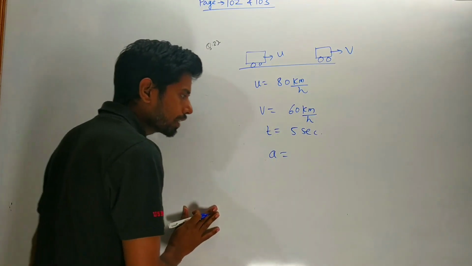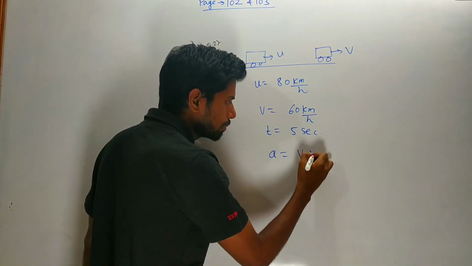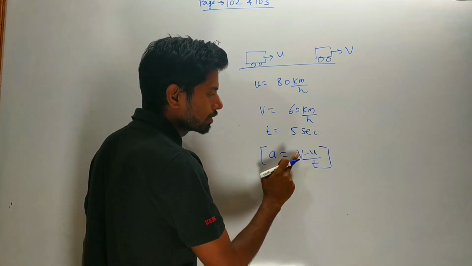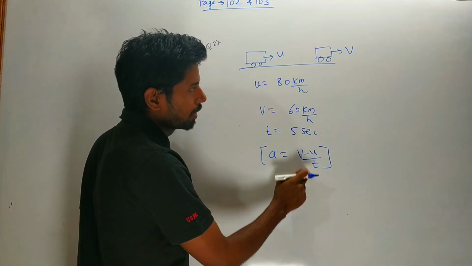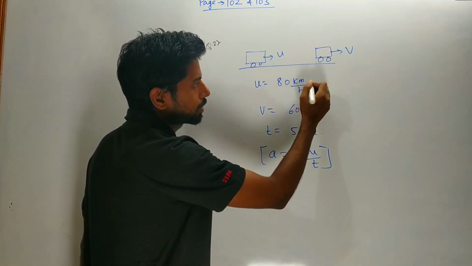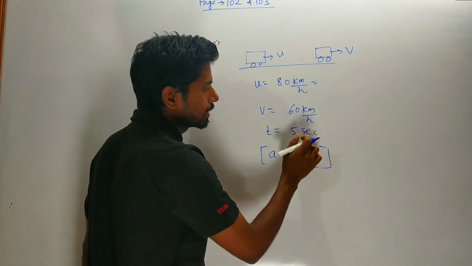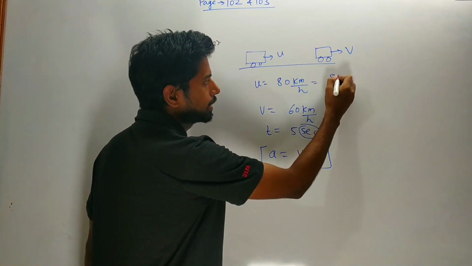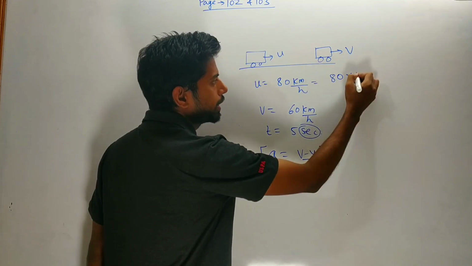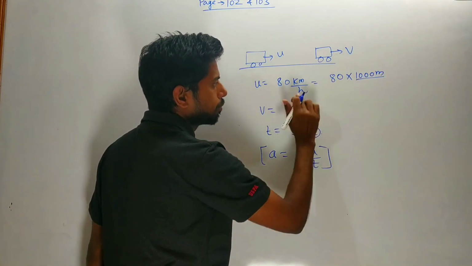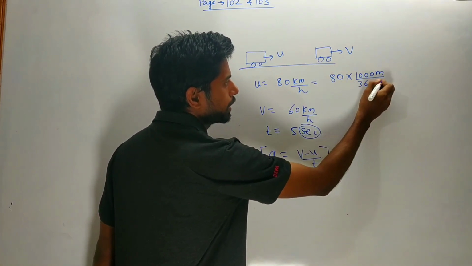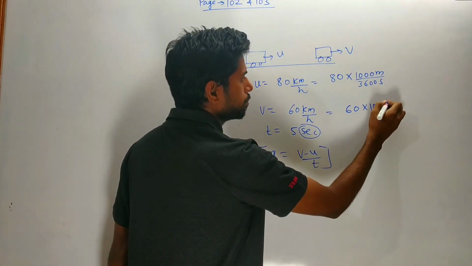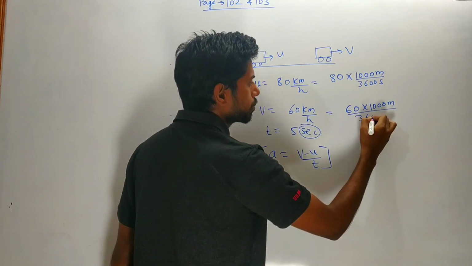What is the formula for acceleration? Already discussed. Acceleration is equal to v minus u upon t. This is the formula for acceleration. This is final velocity, this is initial velocity, this is time. So this is not in SI unit. First of all, you have to convert into SI unit. That is, here the time is in seconds, that's why you have to convert into meter per second. How to convert? Directly see, 80 into 1 kilometer is how much? 1000 meter, and 1 hour means 3600 second. Similarly, here also you can write 60 into 1000 meter upon 3600 second.